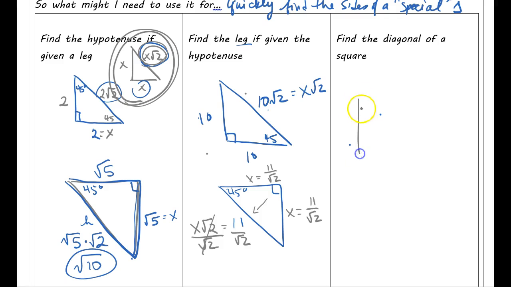And our last example on this page, find the diagonal of a square. Well, if you have a square, I know that looks a bit like a rectangle, but it's supposed to be a square. So draw yourself a square that looks more like a square.